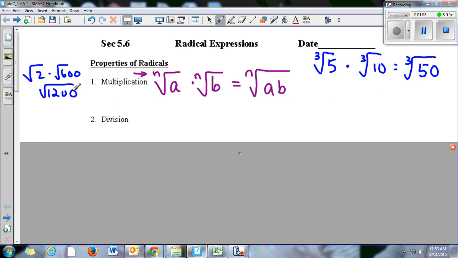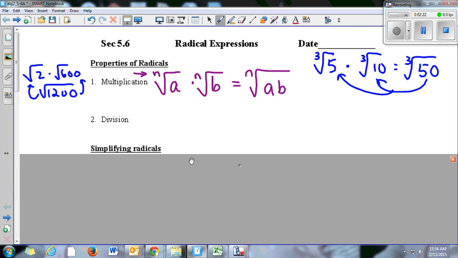The division property of radicals, and it works backwards as well. So if I know that I've got the cube root of 50, I can work that back into the cube root of 10 and the cube root of 5. And if I've got the square root of 1200, I could call that the square root of 600 times the square root of 2. So it'll work both ways. You can multiply stuff together, you can break stuff apart into an actual multiplication problem.